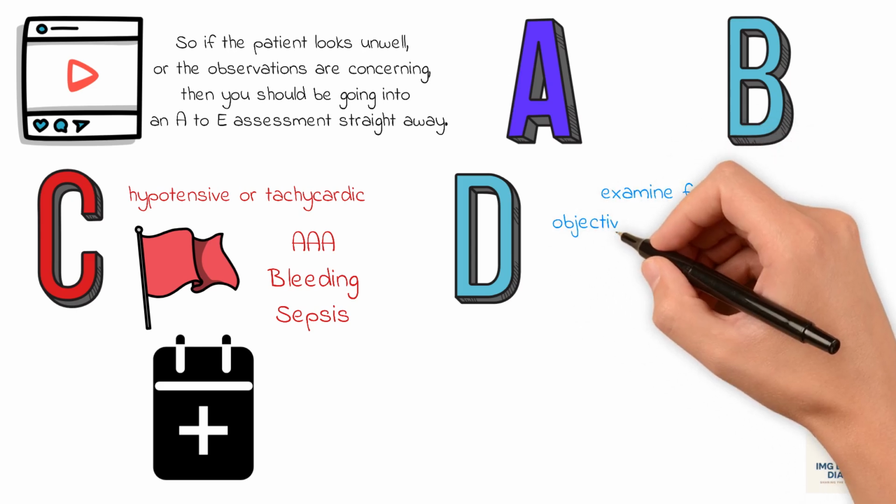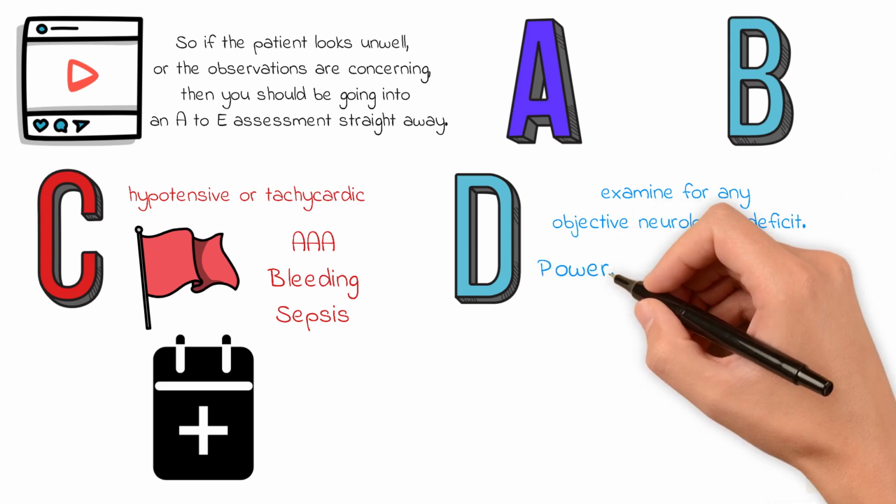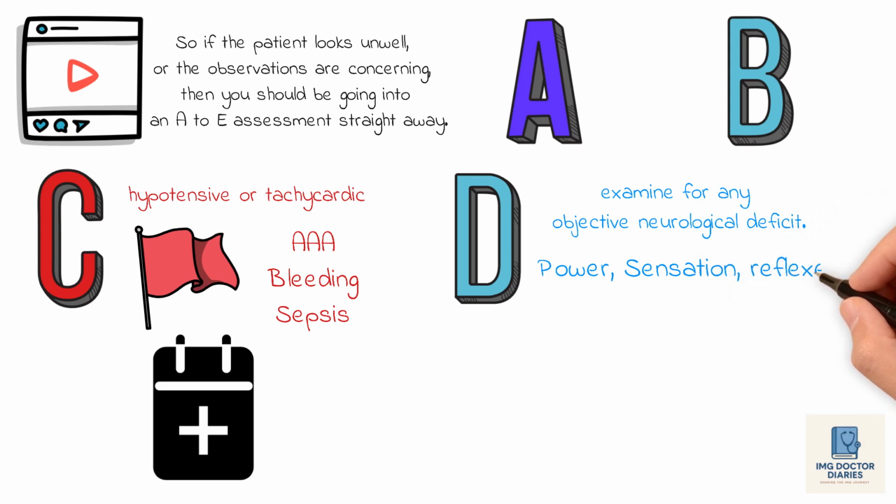Now, the key thing is to examine for any objective neurological deficit. So this is where you do a proper lower limb neurological examination if there are any concerns. Check power in both legs. Check sensation. Check reflexes if needed. If the pain is radiating, assess straight leg raise as well. And if safe, look at gait. Can they stand? Can they walk? Are they clearly weaker on one side?